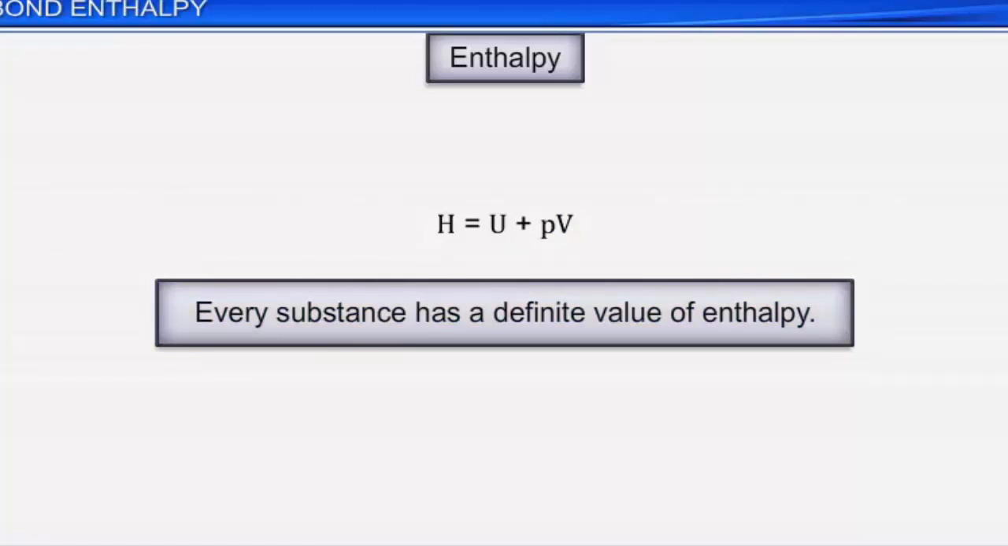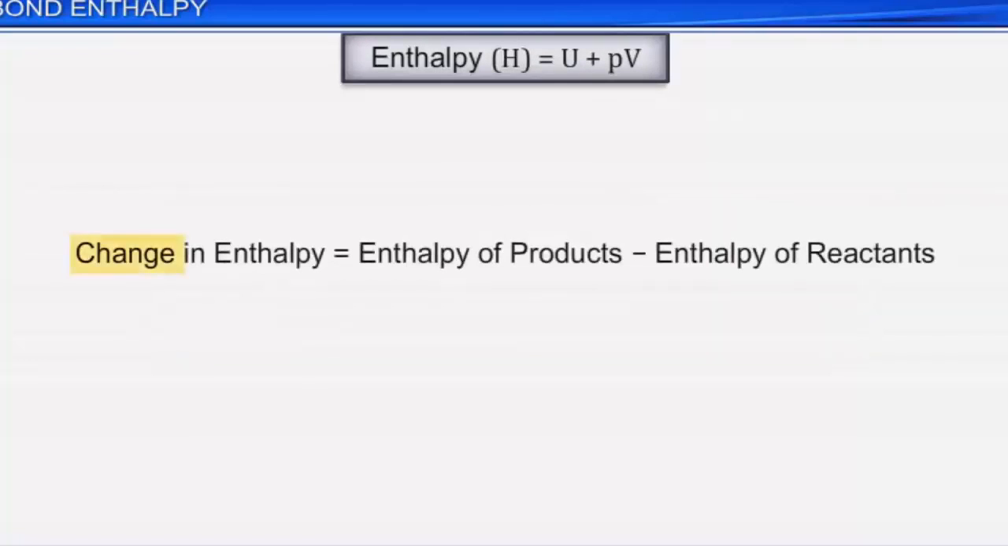The change in enthalpy is equal to the difference between enthalpy of products and enthalpy of reactants. The change in enthalpy may be expressed as ΔH equals enthalpy of products, HP, minus enthalpy of reactants, HR.